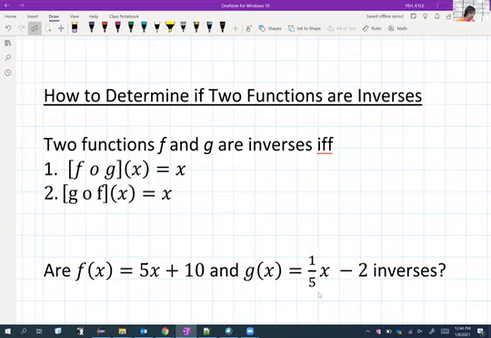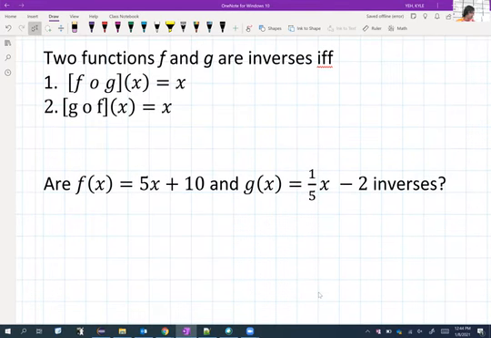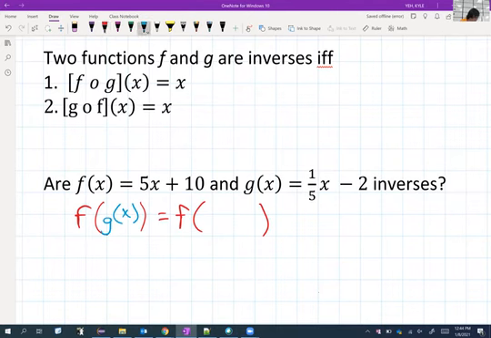So problems of this ilk that you might see, they'll look something like this. Are these two functions inverses? F of x equals 5x plus 10, g of x equals 1/5 x minus 2. So to check it using function composition, I need to check two things and it has to satisfy both of them. I need to say, well, what is f of, I'll color code the same way I did in 7.1. What is f of g of x? Well, that would be f of 1/5 x minus 2.